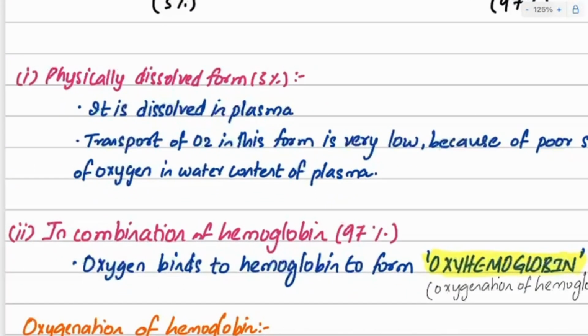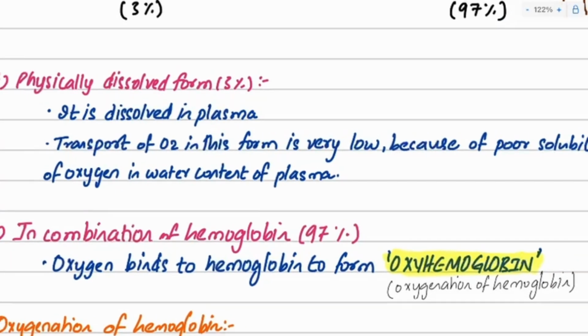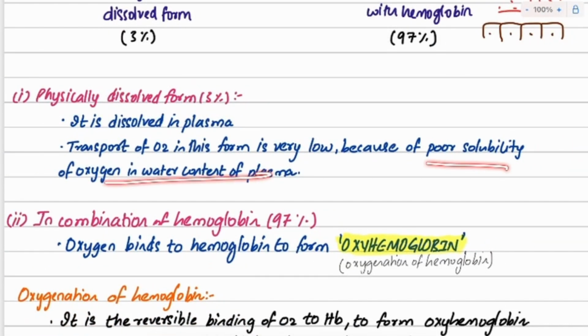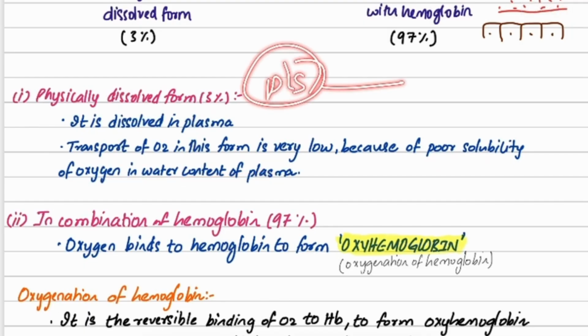So the first one is in the physically dissolved form. Only 3% of the oxygen is transported in this form. Okay, but why? Because of the poor solubility of oxygen in the water content of plasma. We all know that the majority of the plasma is made up of water, right? So due to the presence of the majority of the water, oxygen cannot be dissolved properly in the plasma. So only 3% of the oxygen is transported by this form.